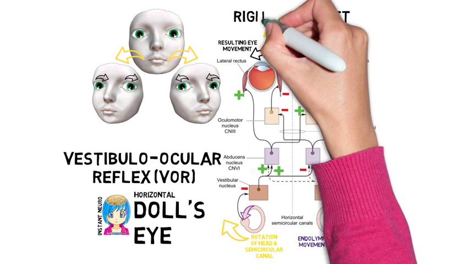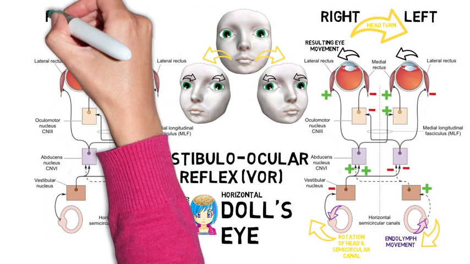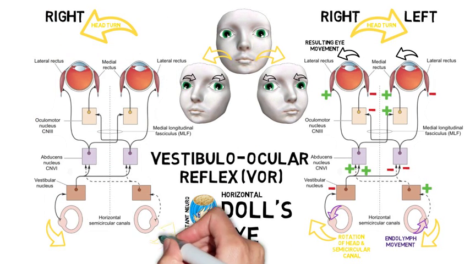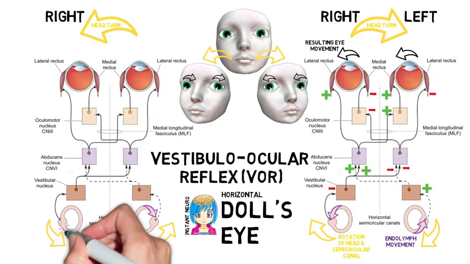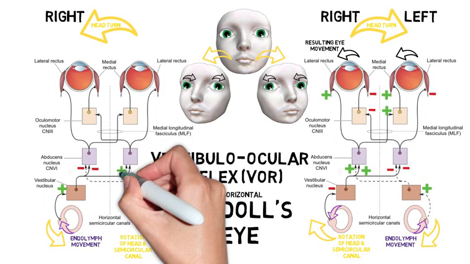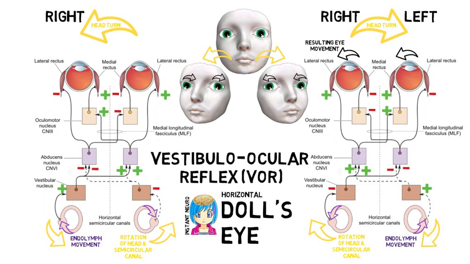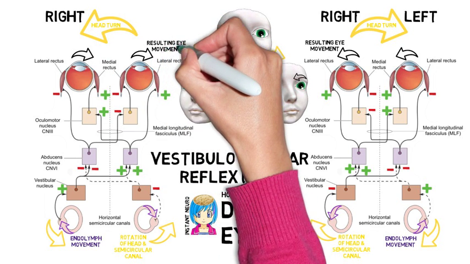If the head is turned to the right, the horizontal semicircular canals rotate in the same direction and endolymph lags in the opposite direction. Signaling to the vestibular nucleus on the right is increased while signaling to the vestibular nucleus on the left is decreased. Ultimately, this results in contraction of the medial rectus on the right and the lateral rectus on the left, which turns the eyes to the left, the opposite direction to the head movement.